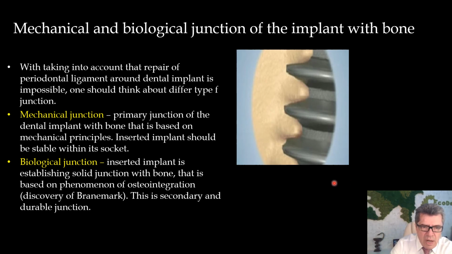Taking into account that repair of the periodontal ligament around a dental implant is impossible, one should think about different types of junction. The mechanical junction is the primary junction of the dental implant with the bone, based on mechanical principles. The inserted implant should be stable within its socket. The biological junction is the establishing of a solid junction with bone, based on the phenomenon of osseointegration discovered by Brånemark. This is the secondary and durable junction.